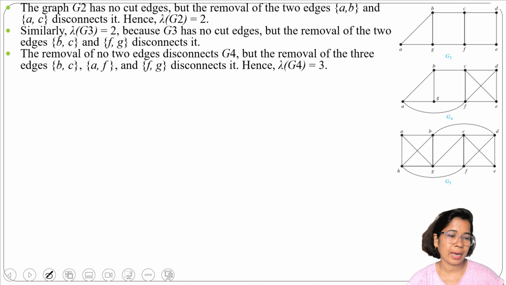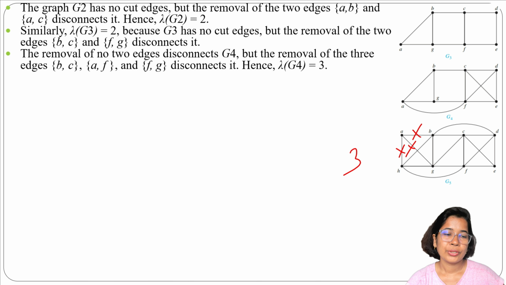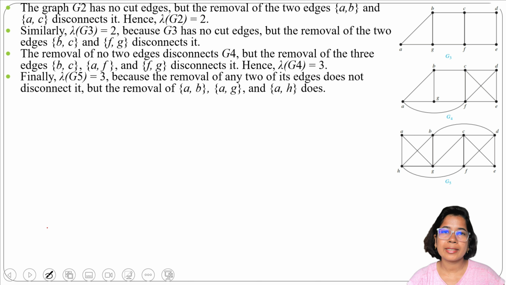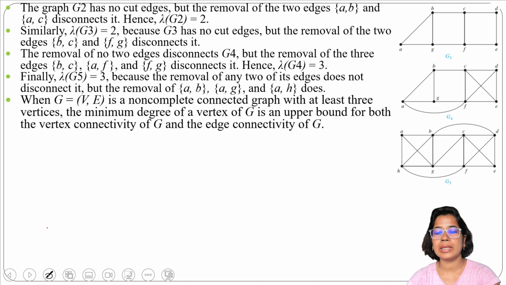Next G5. In G5 we can remove AB, AG, AH. A will be one part, the rest will be another part. So here edge connectivity equals 3. So from this example, we conclude that when G is a non-complete connected graph with at least 3 vertices, the minimum degree of a vertex of G is an upper bound for both vertex connectivity and edge connectivity.